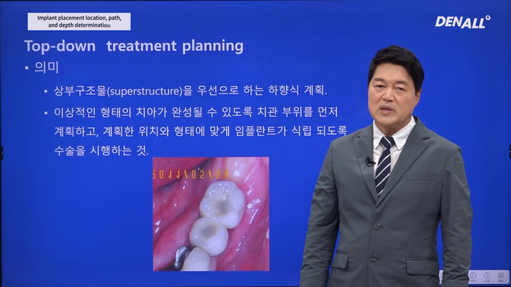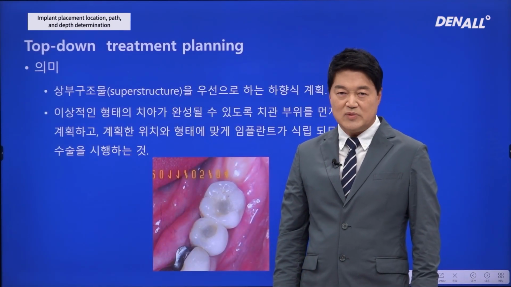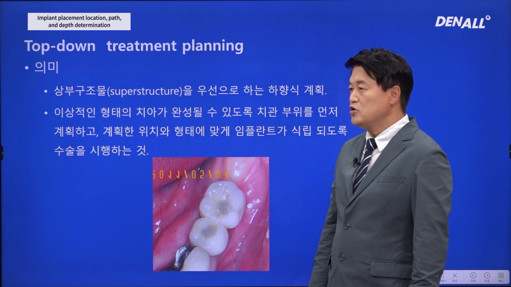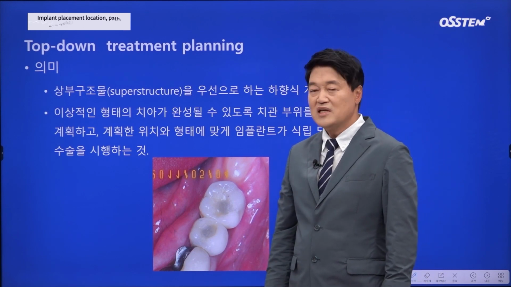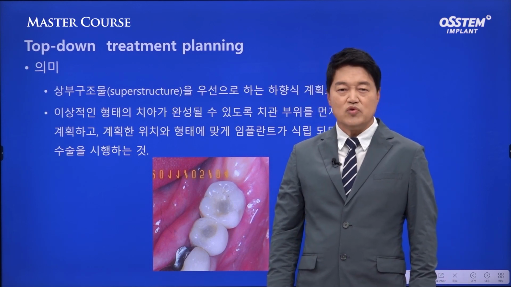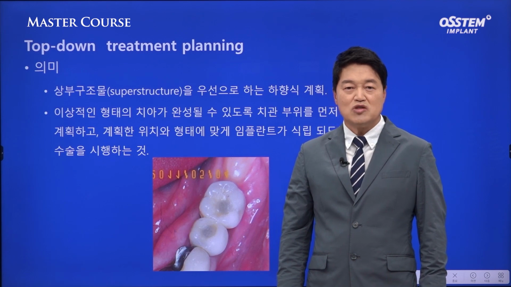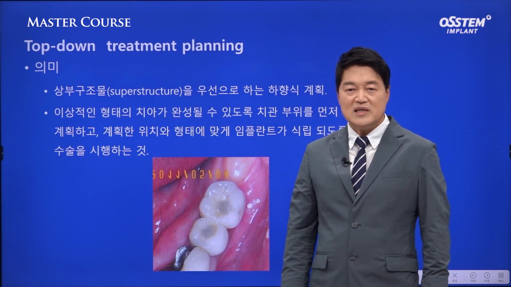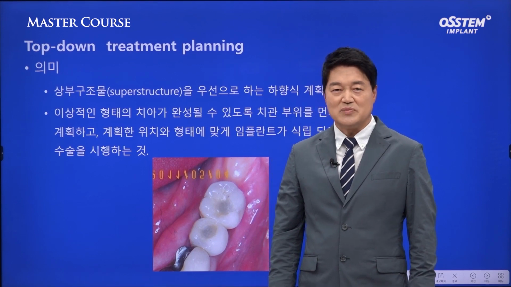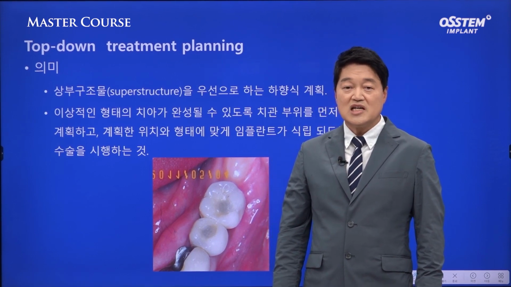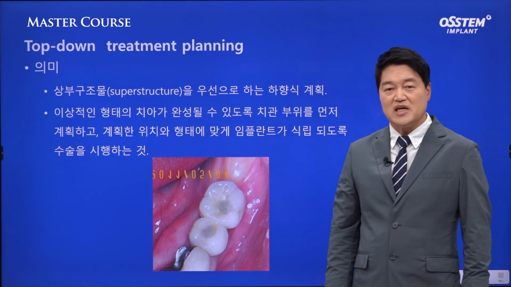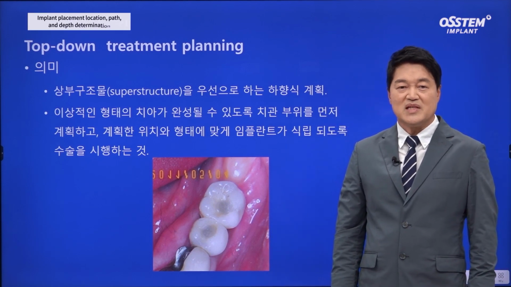Here comes the important terminology, top-down treatment planning. The superstructure is given priority, so it is a top-down planning. It means for ideal tooth form, crowns are planned first, and according to the planned locations and forms, implants are placed through surgery. That means for ideal prosthesis, implants need to be placed in proper locations.